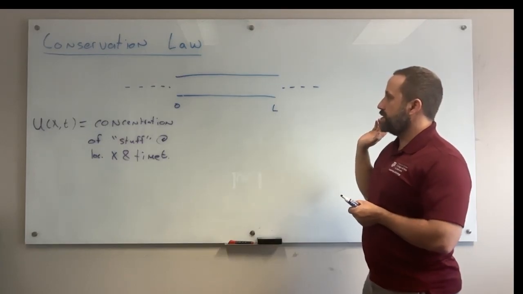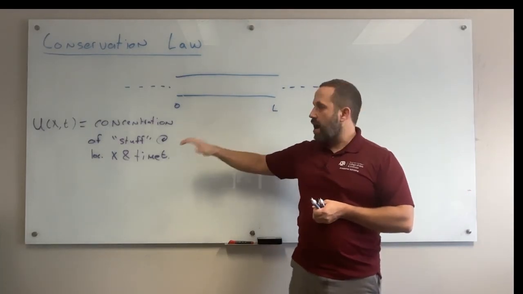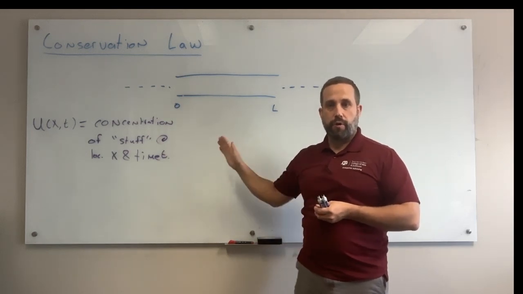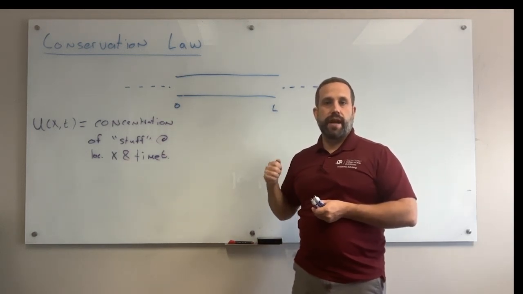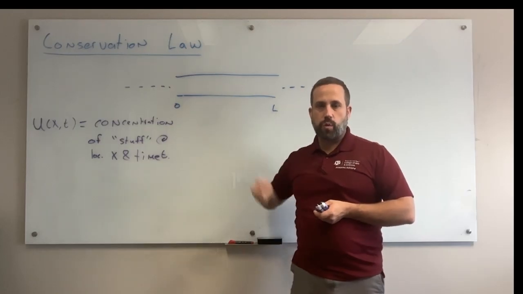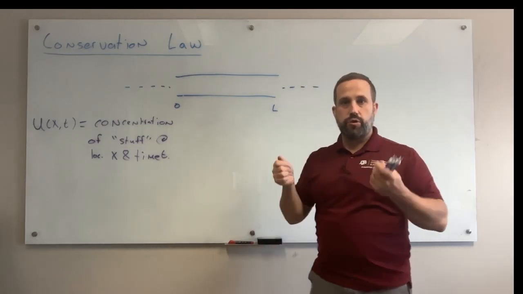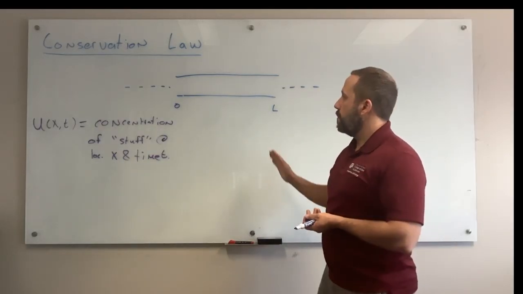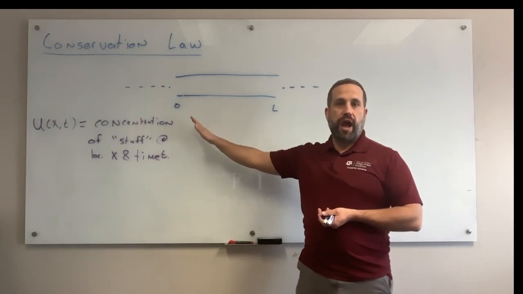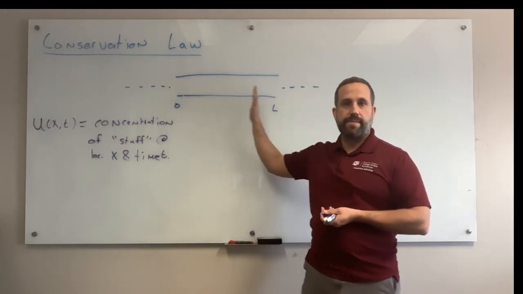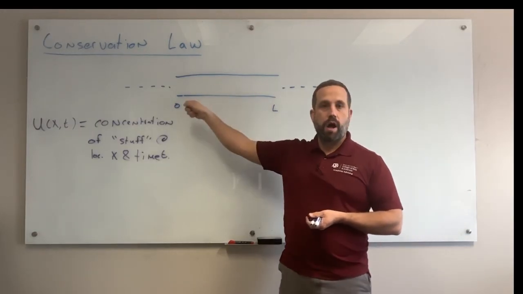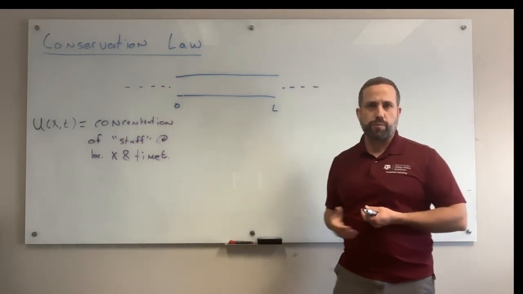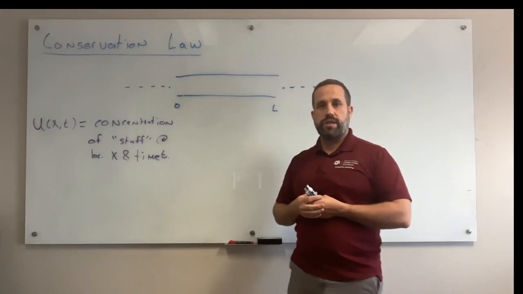Maybe this represents a road. Before, maybe the units were like the number of dye particles per meter, or the number of poison droplets per meter, or kilograms of pollution per meter, whatever the appropriate units are. But maybe we're modeling traffic flow, and this is like a segment of a road. And U is going to represent the number of cars per meter, or the number of cars per mile would probably make a little more sense for those units.